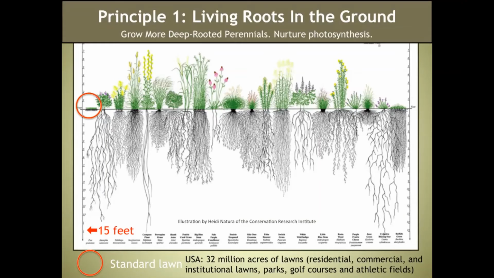And depending on our soil structure and the layer of bedrock that lies underneath, we could have root systems that go all the way down to 15 feet. Lawns just don't provide that without diversity. We'll talk a little bit more about lawns later.